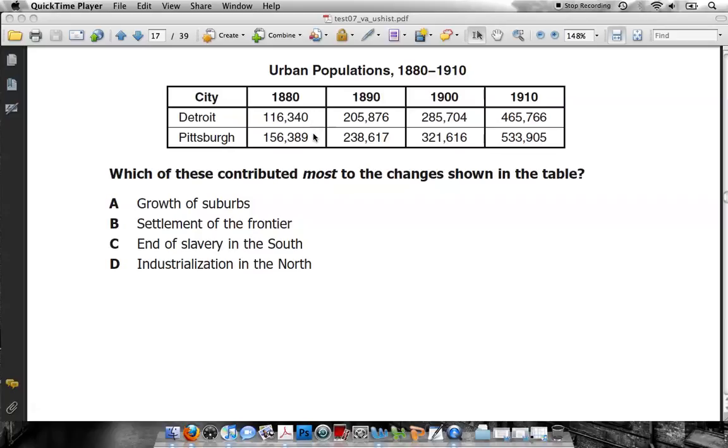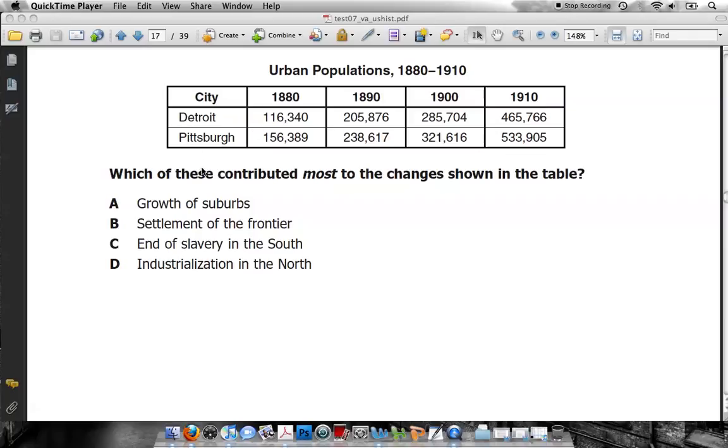When you get a question like this, read the information to try to interpret it. Ask the questions, what's going on? The title of this is Urban Populations, 1880 to 1910, so we know that we're talking about cities. The time period, 1880 to 1910. And we're talking about two cities in particular, Detroit and Pittsburgh.